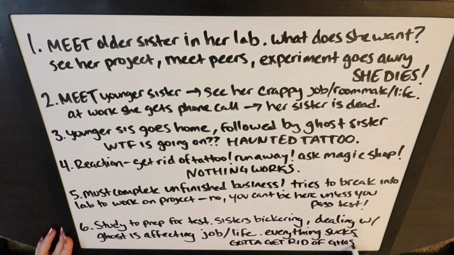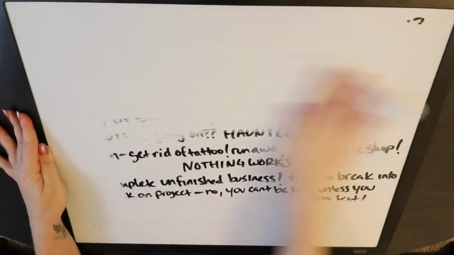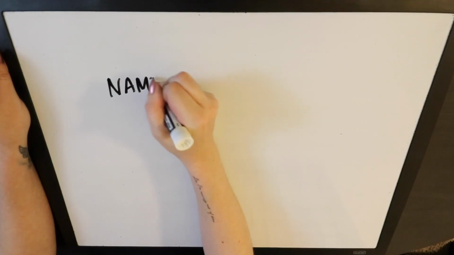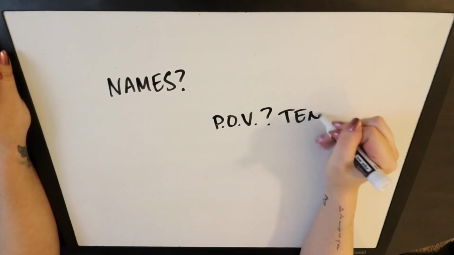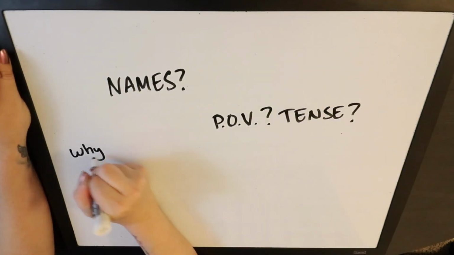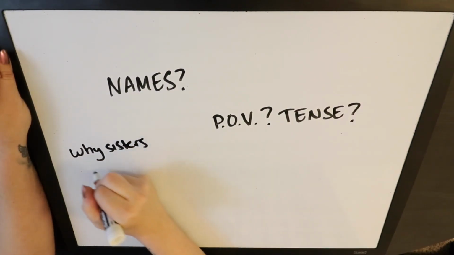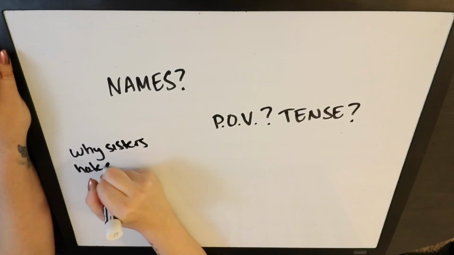And this is just about the part where I could start drafting. Like, I do need a little bit more time to answer a few big questions, like what are their names? What point of view? What tense am I going to write in? I should probably figure out what the tattoo is and what's the story behind the sisters getting matching tattoos and then having a falling out.